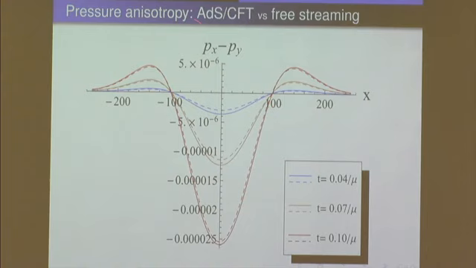Now, here's a comparison. The solid curves are anisotropies calculated from the AdS/CFT, looking at the subleading behavior of the metric, stripping off the stress tensor, boosting it into the co-moving frame and extracting the pressures. That's how you get the solid curves at earlier and at later times. And then the dashed curve comes from the free streaming model. And it works amazingly well.